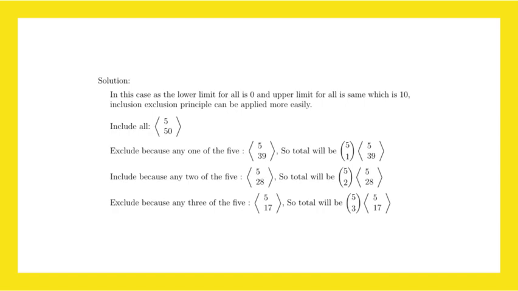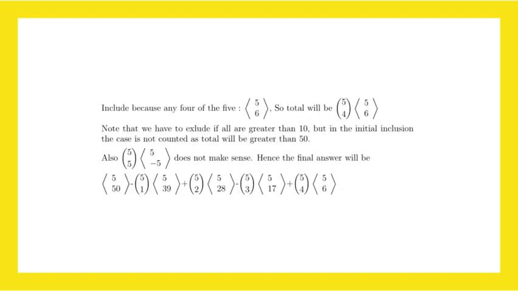So this inclusion exclusion will continue. If there are 3, then 5 choose 3 ways, and the total count will be 5 elbow 17, because you are subtracting 33 from 50. And then finally you have to include if 4 of them are greater than 10. So 4 of them greater than 10 can be in 5 choose 4 ways, and if all 4 of them are greater than 10, we have to subtract 44 from 50, and hence their count will be 5 elbow 6.